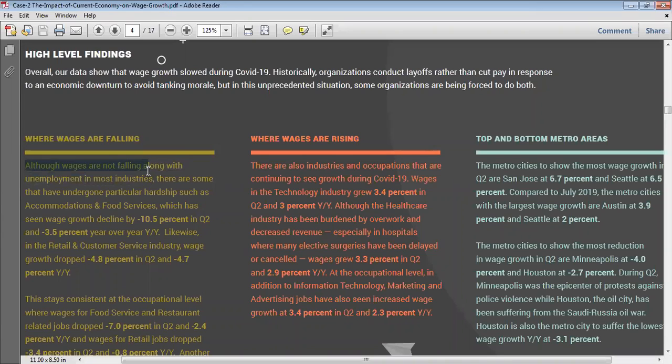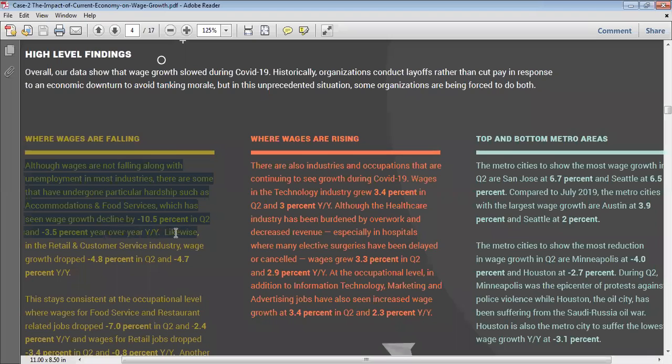Although wages are not falling along with unemployment in most industries, there are some that have undergone particular hardship, such as accommodations and food services. So in this industry, wages are falling. Wage growth is not happening. Accommodations and food services has seen wage growth decline by minus 10.5% in Q2 and minus 3.5% year on year, a decline.